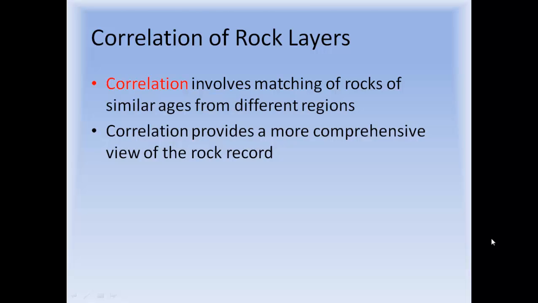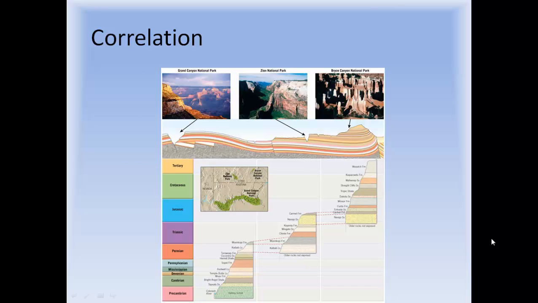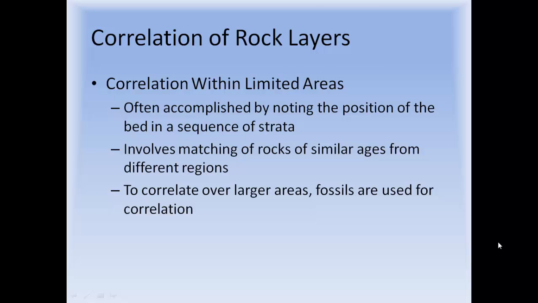Okay, correlation of rock layers. Correlation involves the matching of rocks of similar ages from different regions. Correlation provides a more comprehensive view of the rock record. We know that layers of rock are laid out all along a region in every direction. So even though there are some breaks here, we can still correlate this white layer to this white layer. Even though there's a fault here, it correlates to this white layer. So we can correlate similar rocks together.